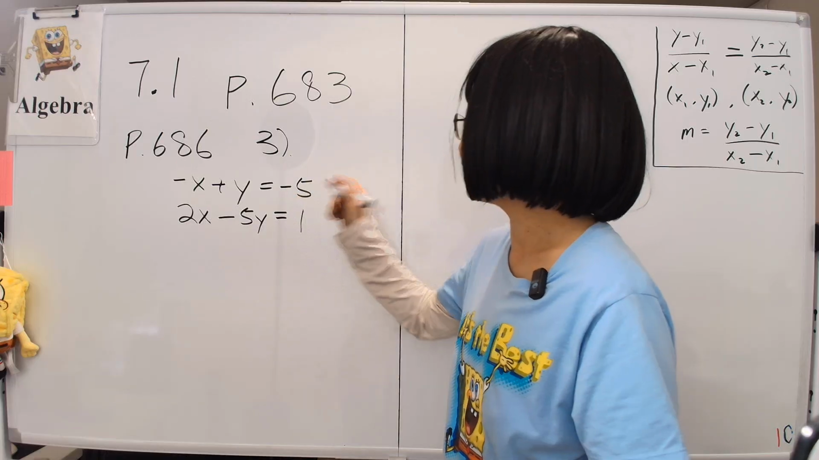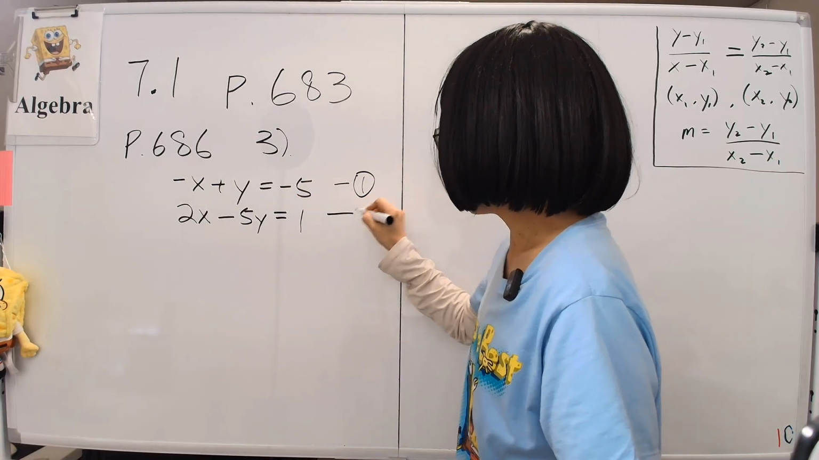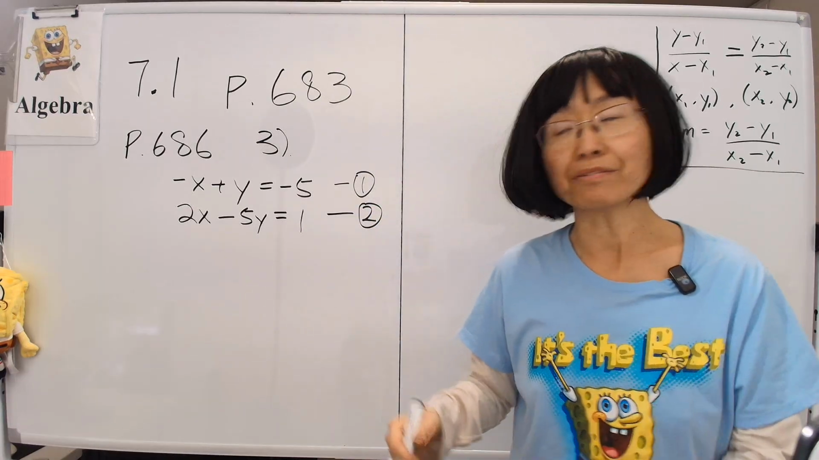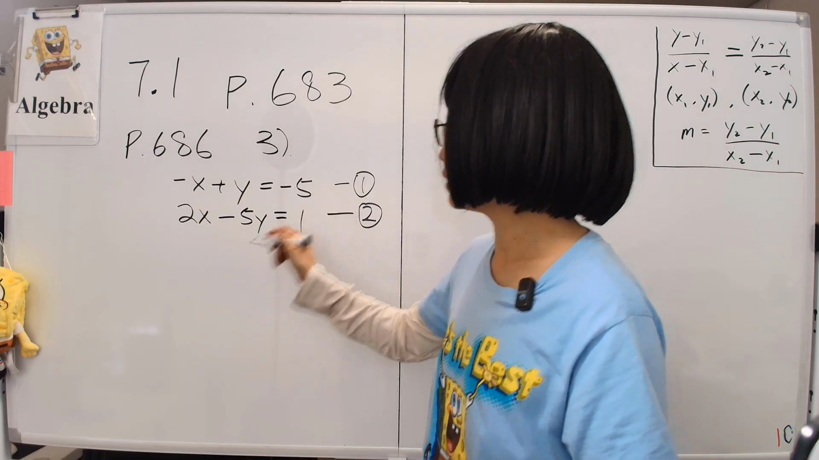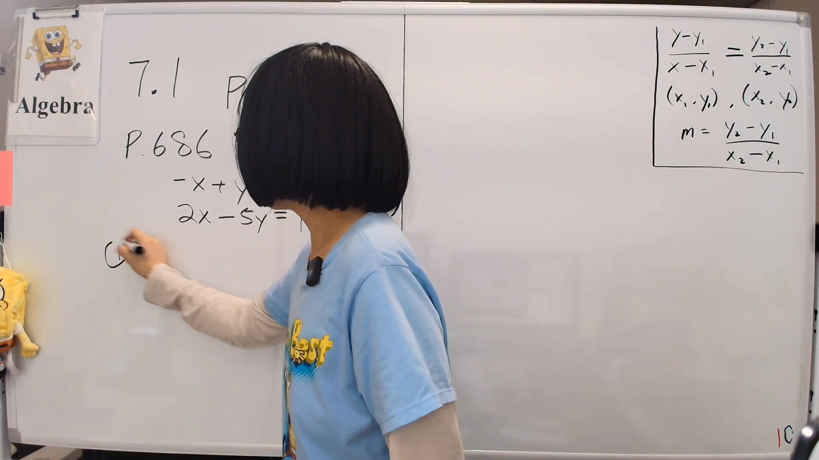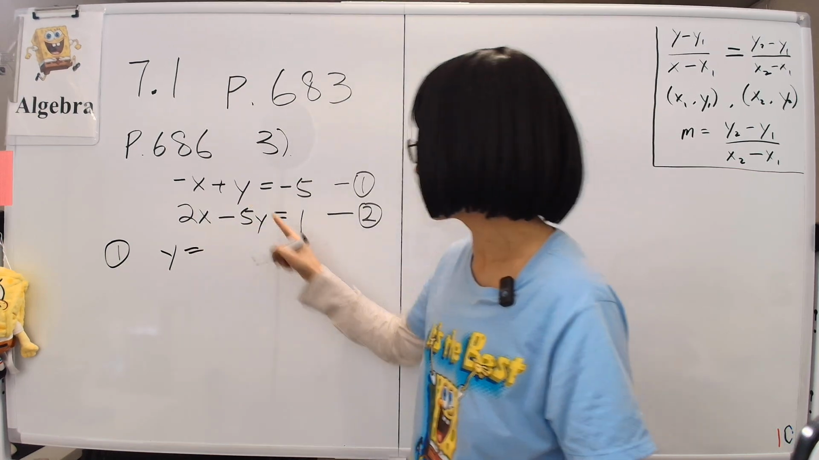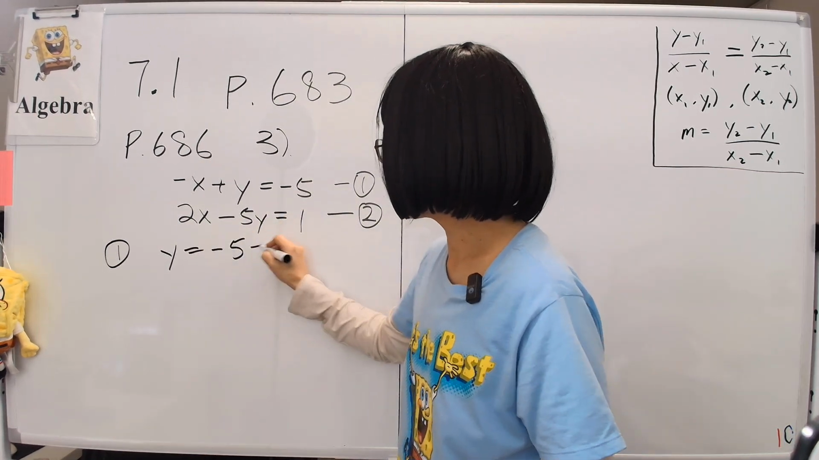In this case, we'll do what the book says. I will name these equations 1 and 2 for easier reference. The book doesn't do that, and you don't have to. Anyway, from equation 1, we'll take y out, which is also what the book does. So y becomes minus 5 plus x, right?